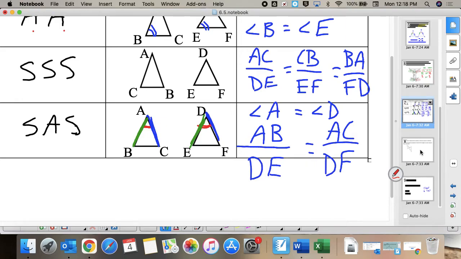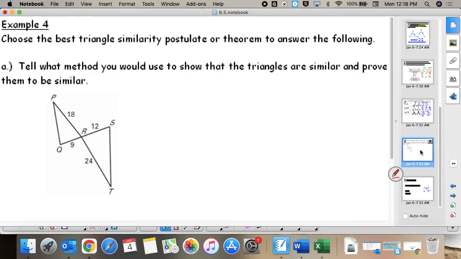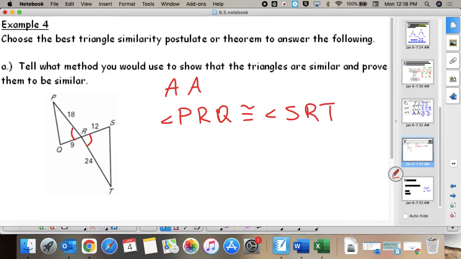Then we look at our last example. It says, choose the best triangle similarity postulate or theorem to answer the following, and then prove them to be similar. All right, going through our list, angle, angle. Do we have any sets of angles being congruent? We have our vertical angles. Angle PRQ is congruent to angle SRT. So there's one set. But unfortunately, we don't have parallel lines, or they don't share an angle. We don't know the measurements of anything else, so we only have the one set.